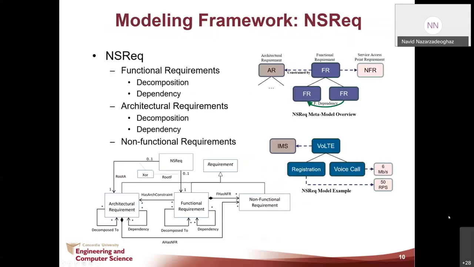So here is an overview of the NSREC meta model. The NSREC meta model consists of functional requirements, architectural requirements, and non-functional requirements. As you can see, functional requirements can be composed into high-level functional requirements, and other blocks can be attached to each functional requirement. And here you can see a small overview of the meta model, for which we use UML and the profiling methodology in UML to model our meta models. Next slide, please.